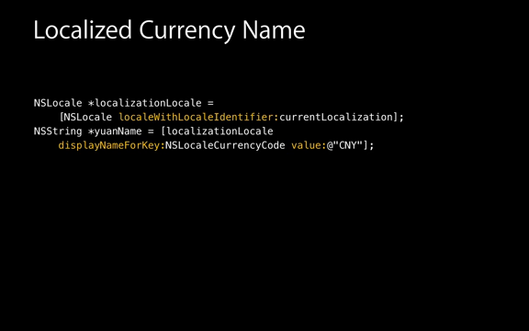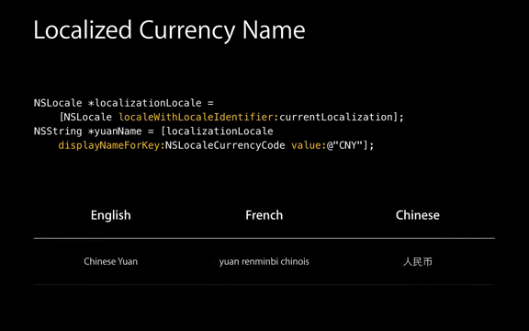So to avoid that, what we do is we make a locale using the language ID that we computed in the previous slide. So we take the language ID our app is running in, we make a locale from it, and then we ask that locale what the localized name of a currency is. So here's an example of what you'll get for 3 different localizations for the ISO currency code CNY: English, French, and Chinese.